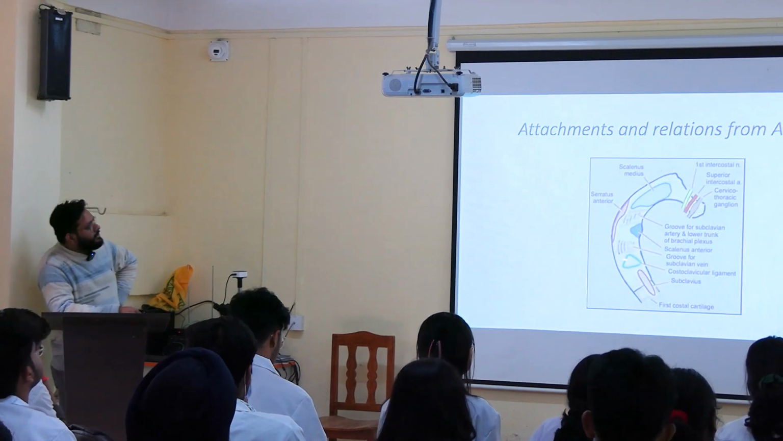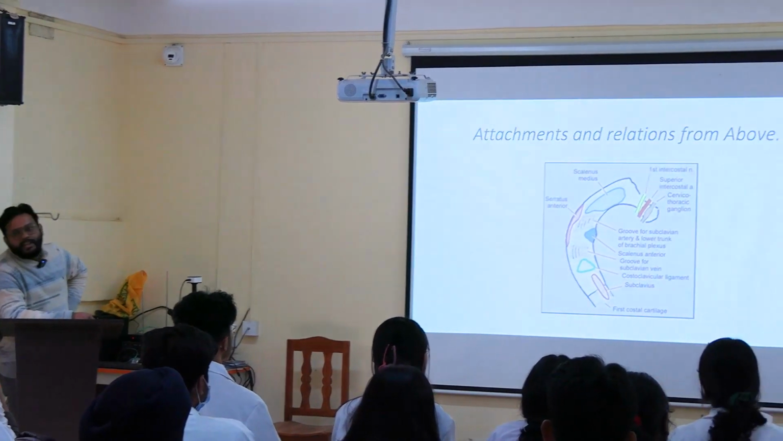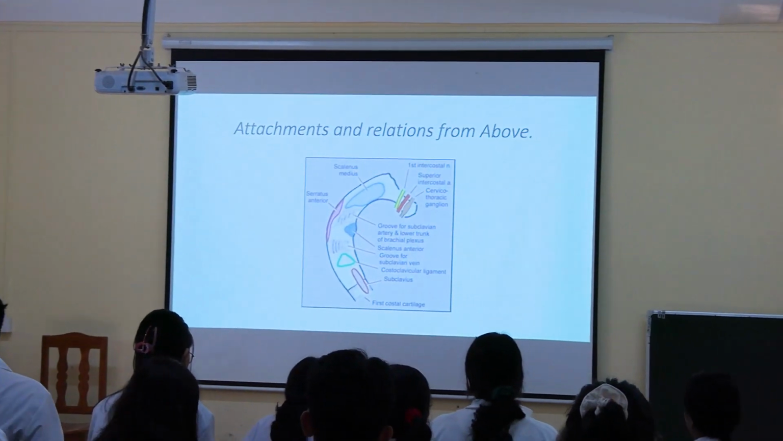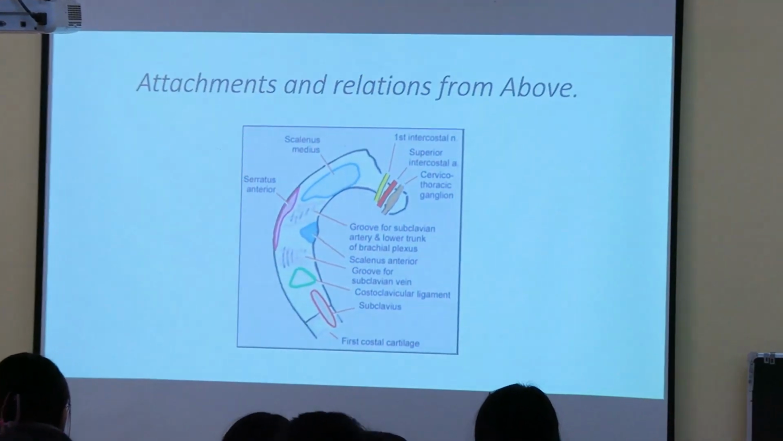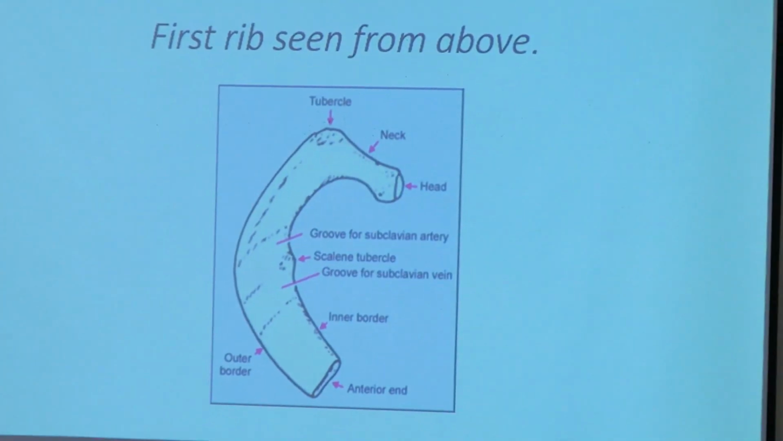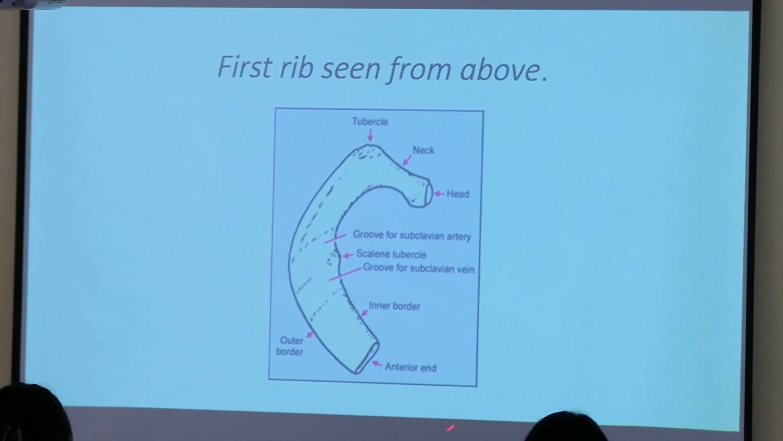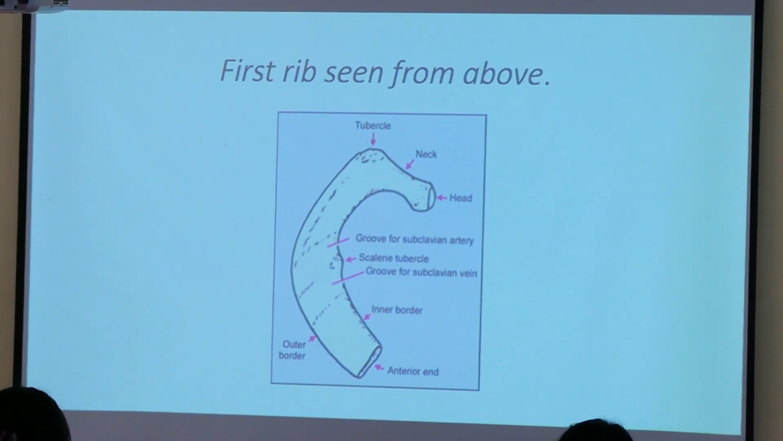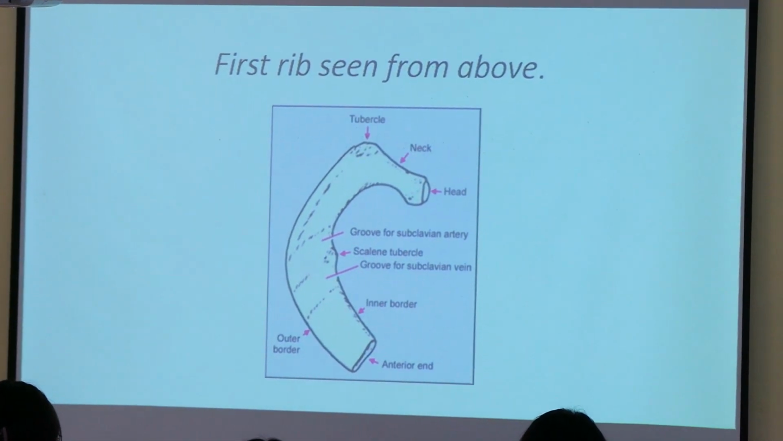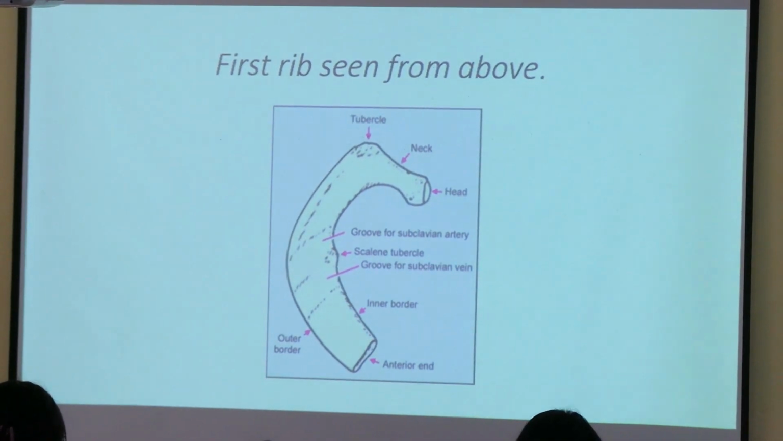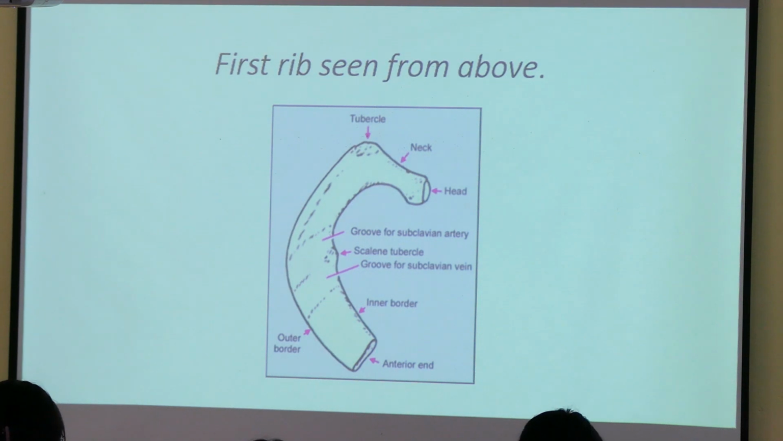Which muscle is attached here? Scalenus anterior. Where does scalenus anterior attach? On the scalene tubercle. Very easy, right? Then, this bone has two borders. Obviously, this one is the inner border, on the inside. This one is the outer border, lying laterally. The inner border is medial, right? And this one is the upper surface, superior surface, and the lower part is the inferior surface.